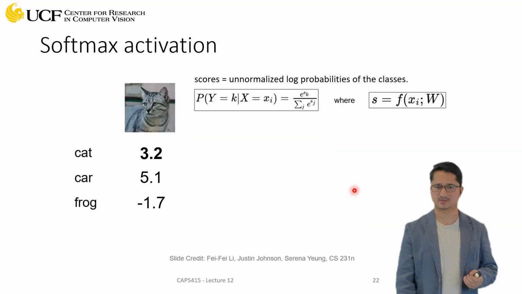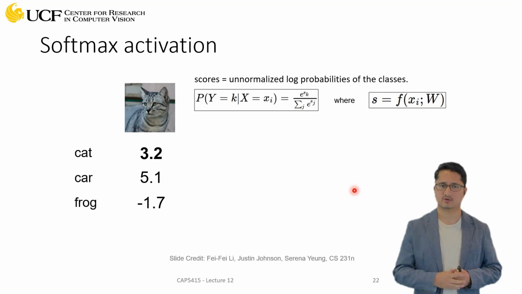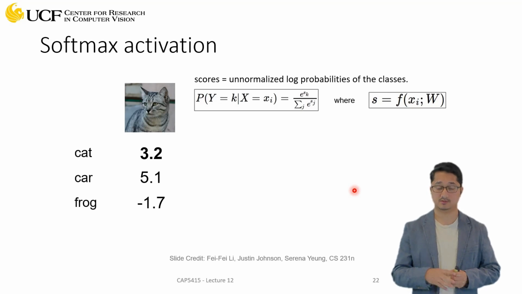The first one, I think we discussed how to convert your networks to fully convolutional. That has a lot of applications. The second aspect is softmax activation. Okay, so pay close attention to this. This is a very, very interesting concept.